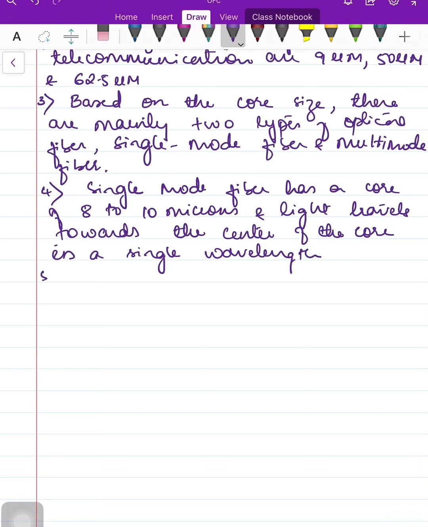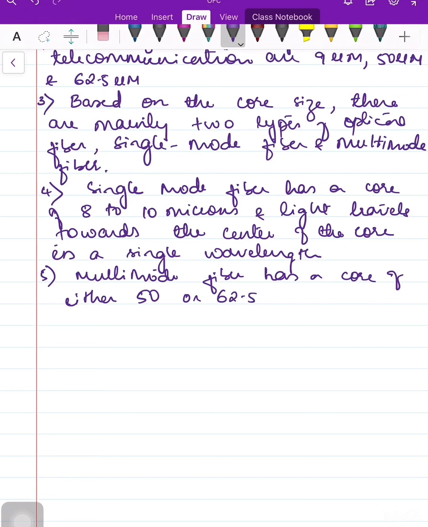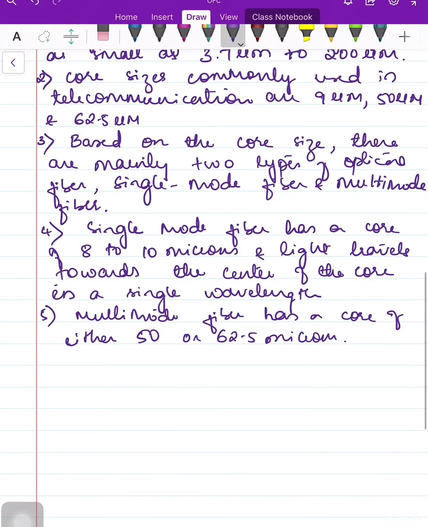So what happens in multi-mode? In multi-mode fiber, the core has a core of either 50 or 62.5 microns. Clear? Okay, this was all about a core.